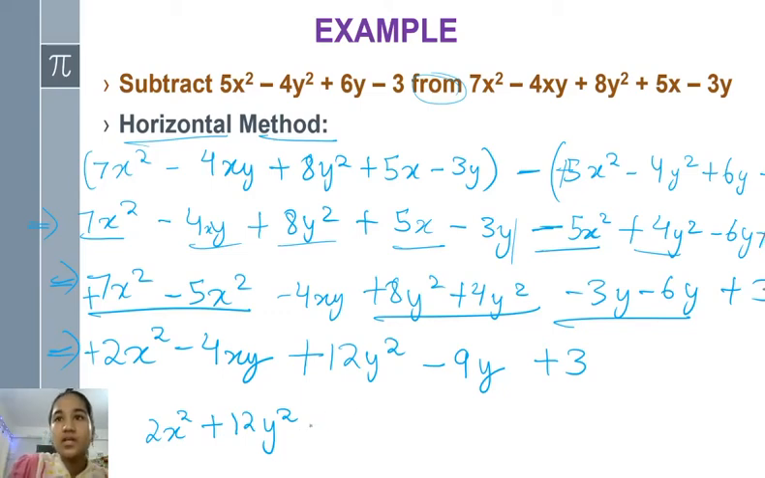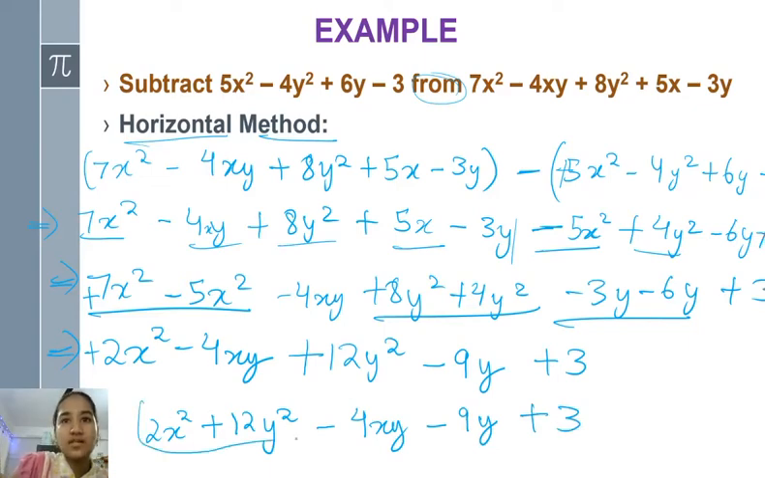Okay? Then the second is minus 4XY. As I told, the one with two variables will come first. Then minus 9Y. And then the constant at the last. So, this is the answer. So, we have solved it in the horizontal method.